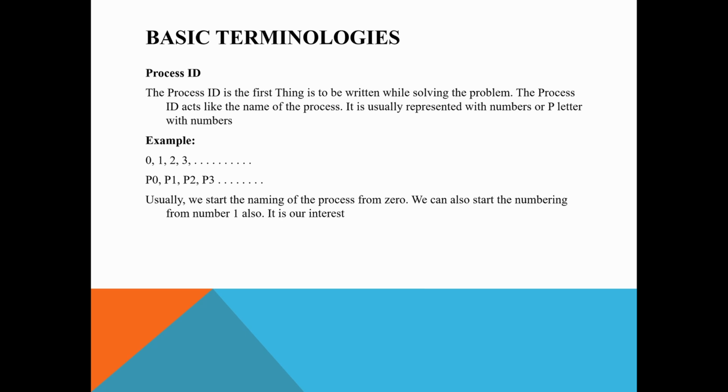First is process ID. The process ID is the first thing to be written while solving a problem. Based on this process ID only, we can identify the process. This is an example of process IDs. It can be 0, 1, 2, 3, or P0, P1, P2, P3. It can be anything. So this is the process ID to identify the process.